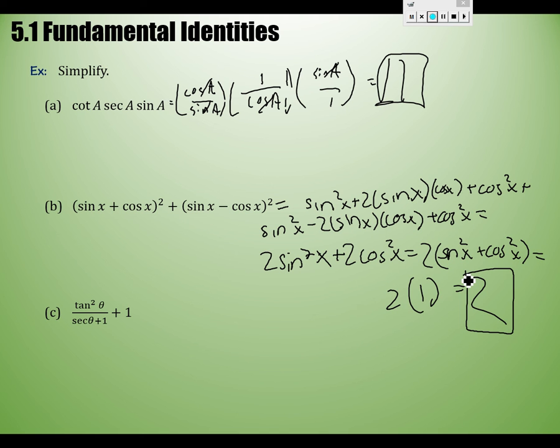The first thing I might recommend is replacing tan squared by something. I will just give you the first step at least. What would you replace tan squared with? Secant squared minus 1? Because it's on the sheet. We proved it.